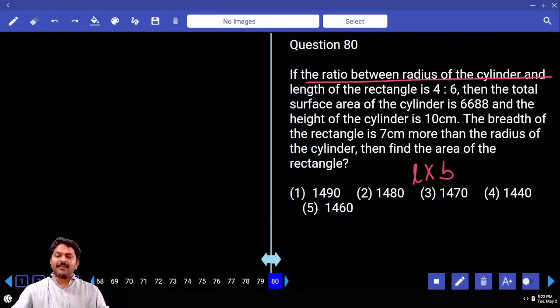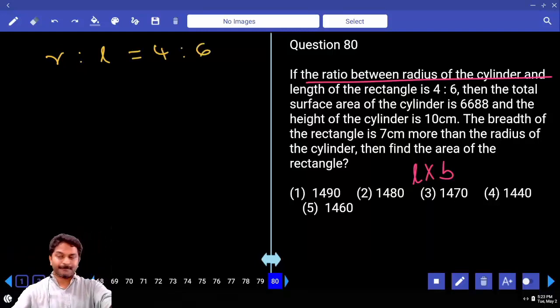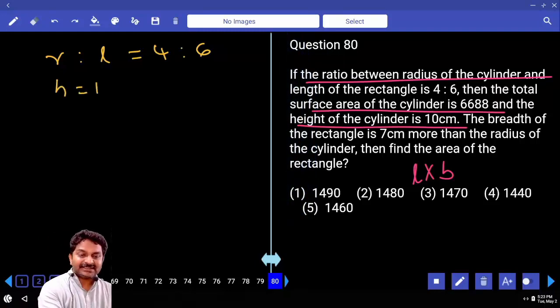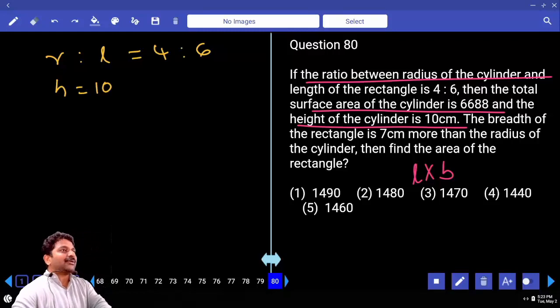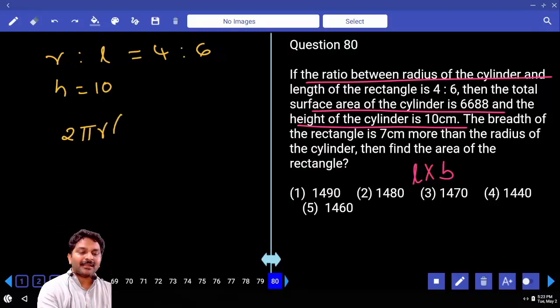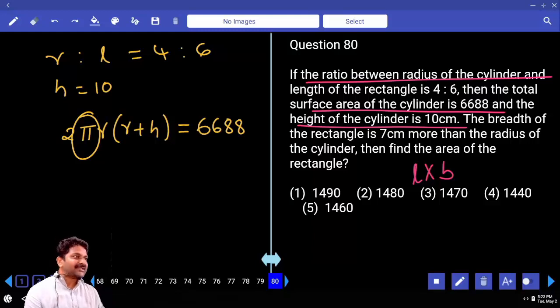First case, radius to length ratio is mentioned as 4:6. Total surface area of the cylinder is given. Keep it aside. Height of the cylinder is 10 centimeters. Can you tell me what is the total surface area of the cylinder? 2 pi r into r plus h. This is mentioned as 6688. Pi will have 22 by 7. Denominator is 7. Yes or no?